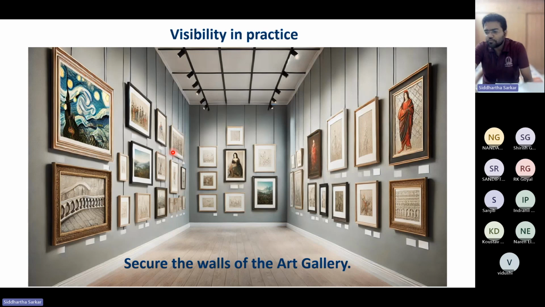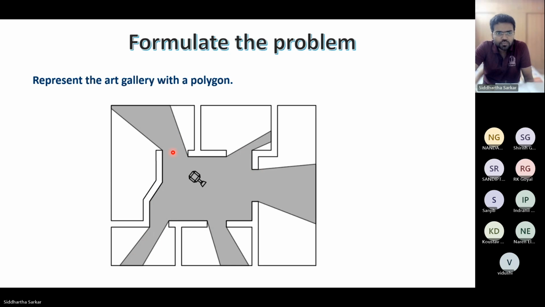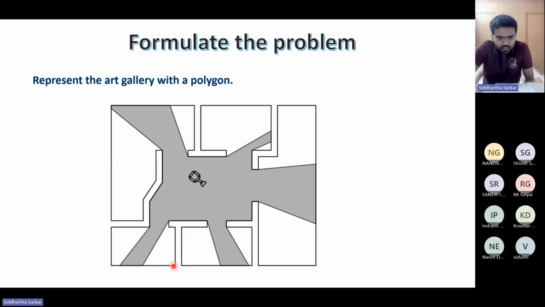Let us first try to formulate it in the language of computational geometry. We shall represent the art gallery with a polygon. In this case, you can see there is a complicated polygon, and it's a simple polygon. So what is the definition of a simple polygon? A simple polygon is a polygon such that its boundary is a single cycle. As you can see, the boundary of this polygon is a single cycle. So in that case, we'll say that this polygon is simple.